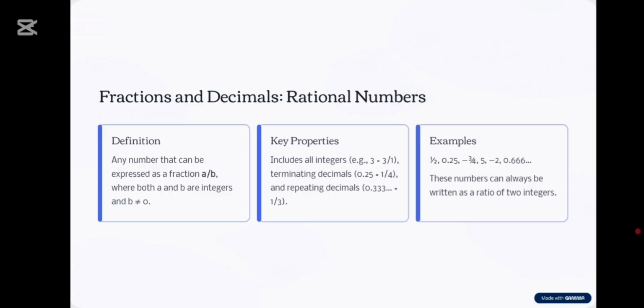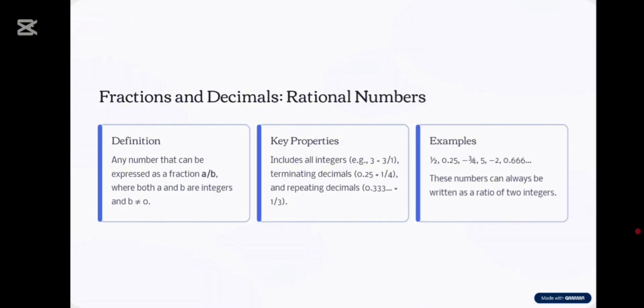So what's the definition of rational numbers? We say a rational number is any number that can be expressed as a fraction a over b, where both a and b are integers. We've talked about integers, the negatives, or those numbers found on the number line. So that is how we define rational numbers. We're talking about fractions, or decimals in short.